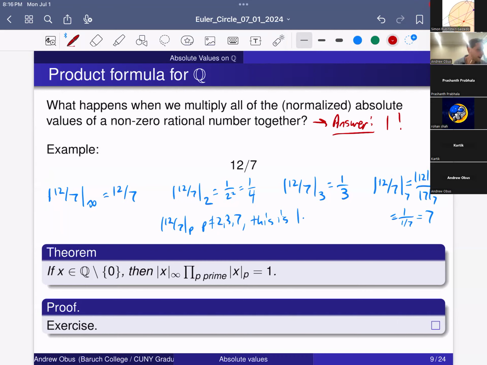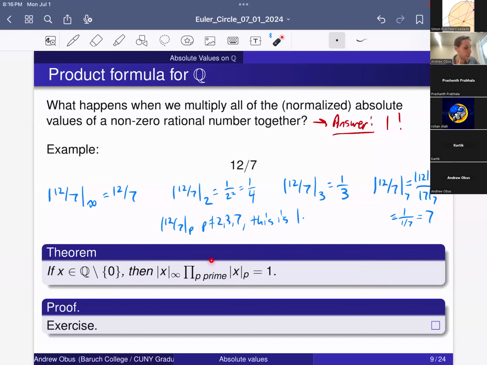They're both correct. And so it turns out this is not a coincidence, and you may already suspect this theorem: if you take any rational number other than 0 and you multiply all of its absolute values together, so you multiply its standard absolute value, infinity, and then all of its p-adic absolute values for every prime number p, you get 1. Notice that this is an infinite product, but you don't have to worry about convergence, because the p-adic absolute value of any given rational number is going to be 1 for all but finitely many p. There's only finitely many p's that actually divide the numerator or the denominator. Everywhere else, you get 1.